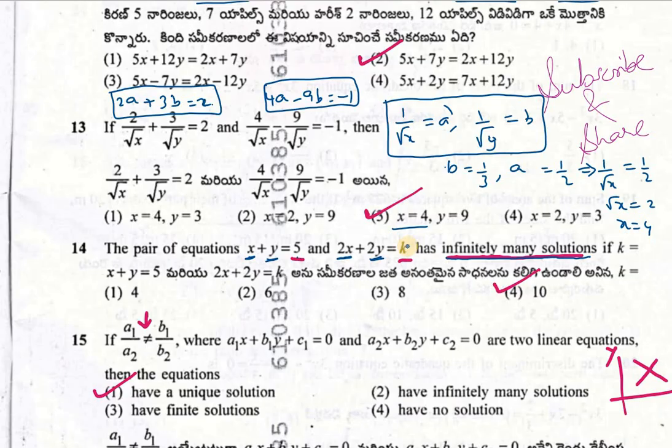So what will be the value of k? 5 multiplied by 2, so this becomes 10. Because from the first equation to the second equation, all values are multiplied by 2. So 5 will be multiplied by 2, so the k value will be 10. So you have to solve it this way. It is very easy if you remember that infinitely many solutions means both the equations are the same.